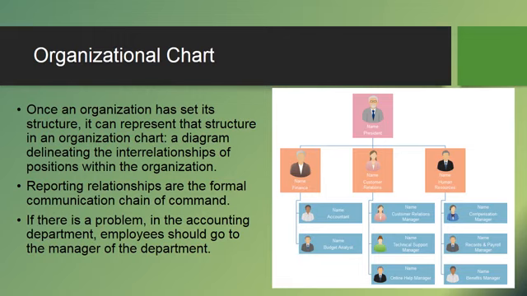So this is an organizational chart, which you've seen 4 slides in a row now. Once an organization has set its structure, it can represent that structure in an organization chart, which is a diagram delineating the interrelationships of positions within the organization. Reporting relationships are the formal communication chain of command. That cannot be stressed enough.